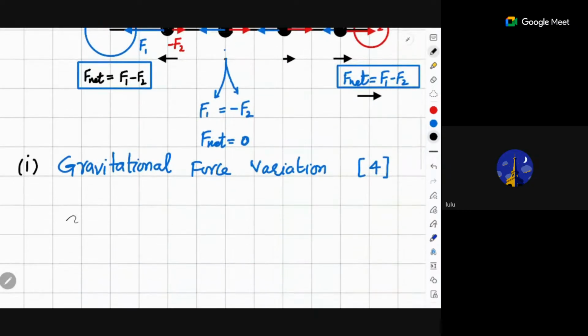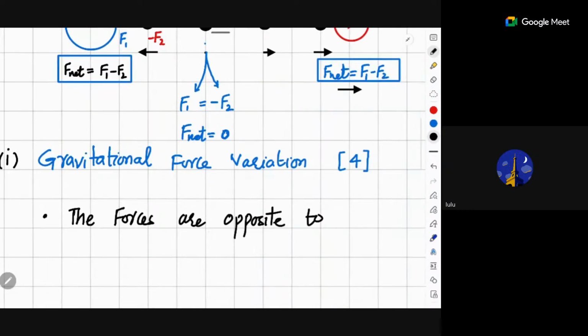First of all, you will say that the forces are opposite to each other, isn't it? The forces are opposite to each other.